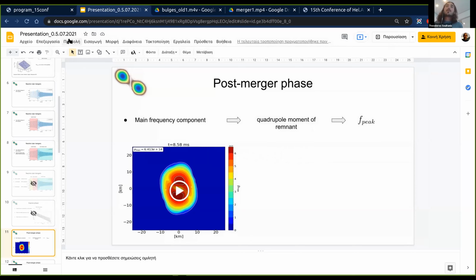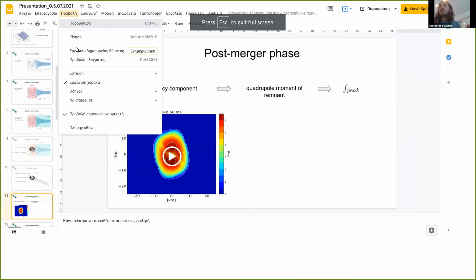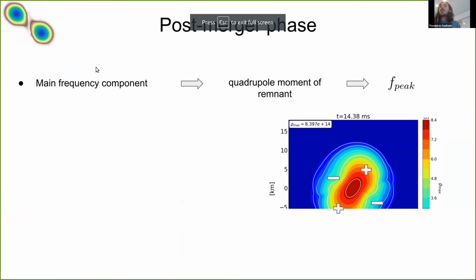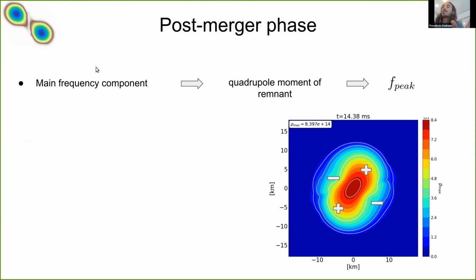Okay, so hopefully now you see the presentation again. This is just a snapshot, the resonance density of the preview snapshot of the movie. This is the resonance density of such a system. This is the newly formed remnant, let's say, just a few milliseconds after the collision.